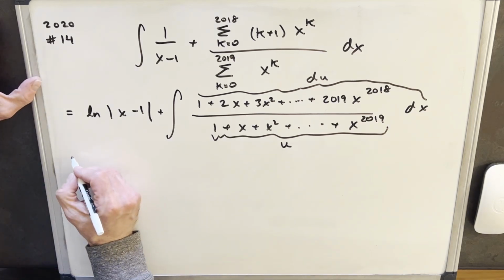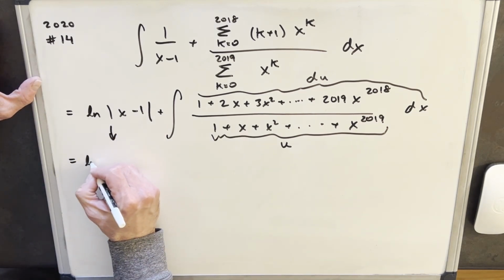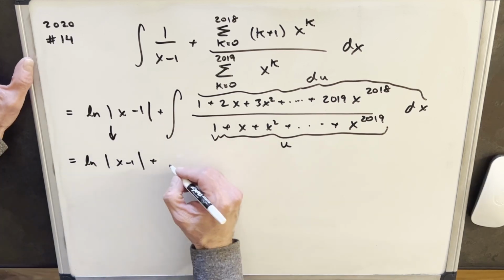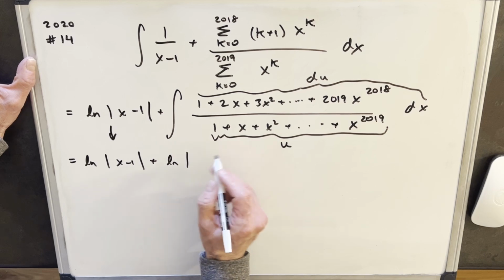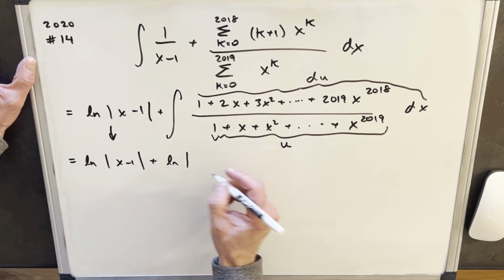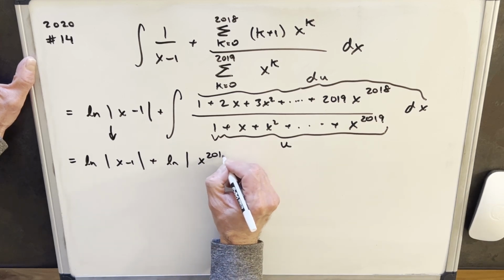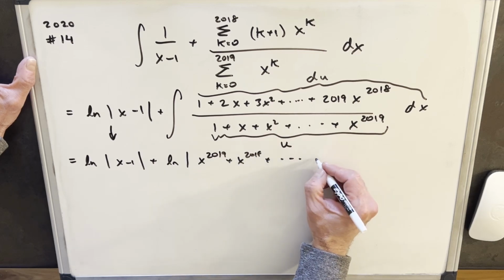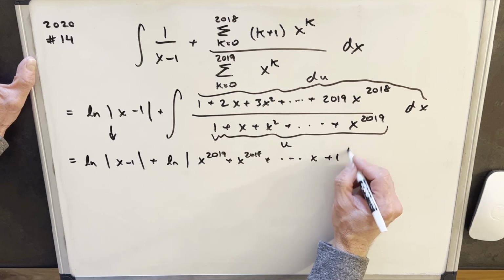So then just doing this integral will bring down this first piece. We're going to have natural log of x minus 1. And then here we're just going to have natural log of u, but I'm just going to substitute it right away. I'm just going to reverse the order here. So we're going to have x to the 2019 plus x to the 2018 all the way to x plus 1, okay?